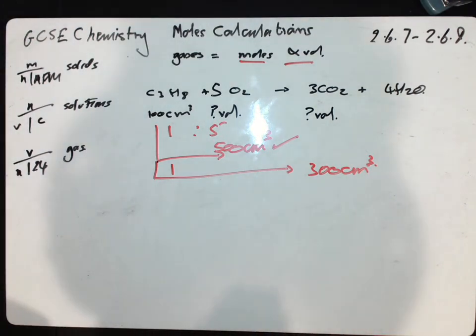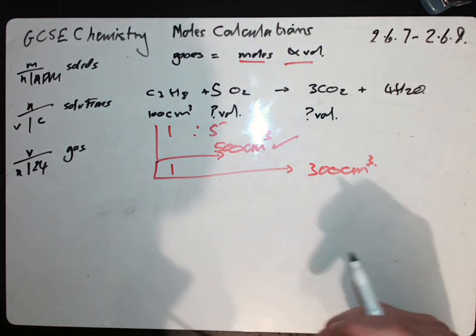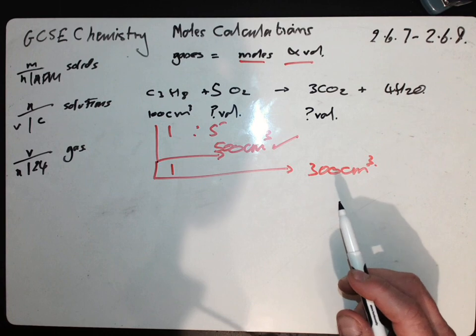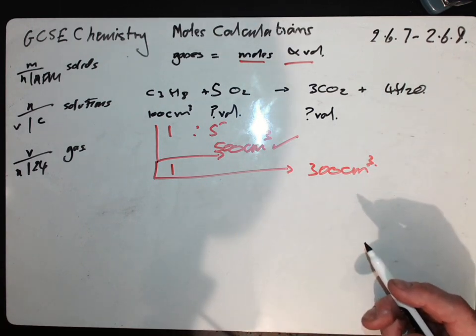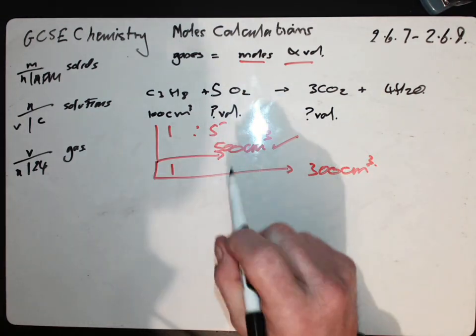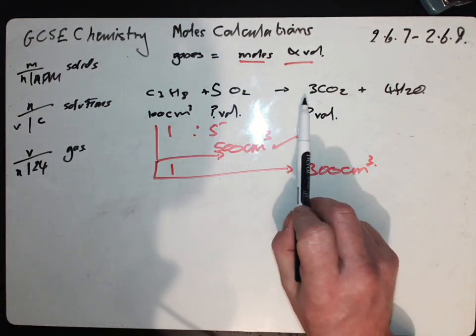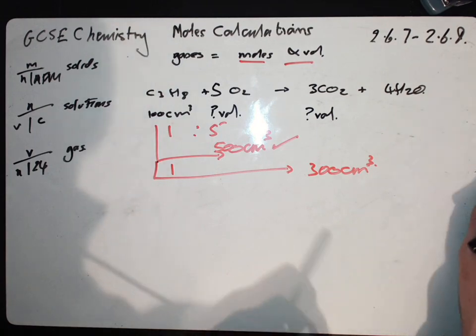Okay, so we're applying what's called Avogadro's law there, where we're basically saying that the same volume of a gas under the same conditions has the same number of particles. That's why we can just say that. If you remember back to all the calculations we did, we were always talking about number of moles, which is essentially number of particles. Okay, so that's a really easy one.